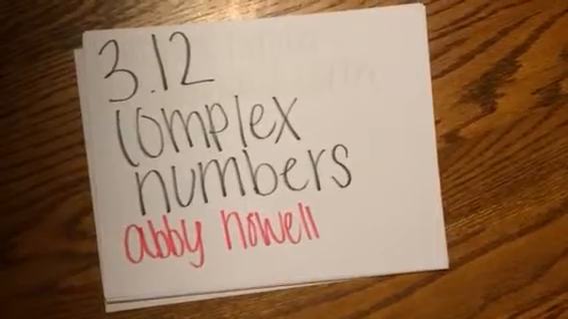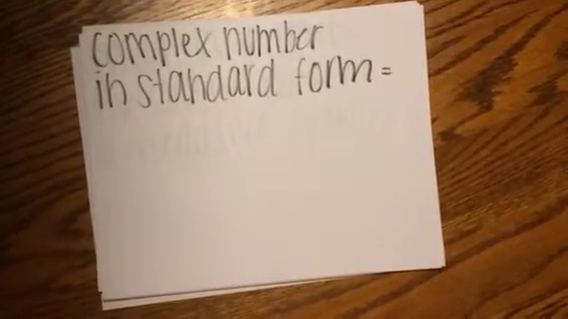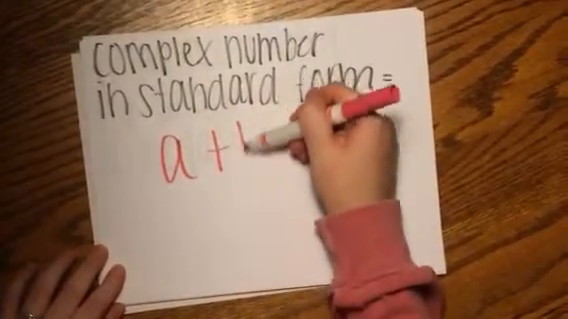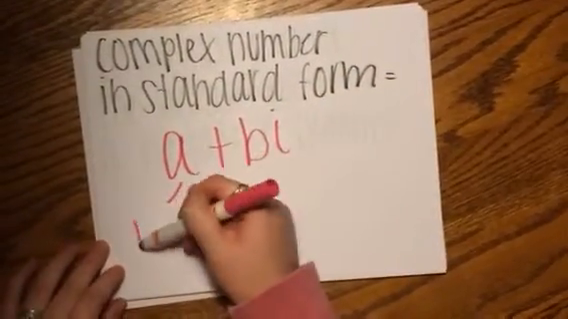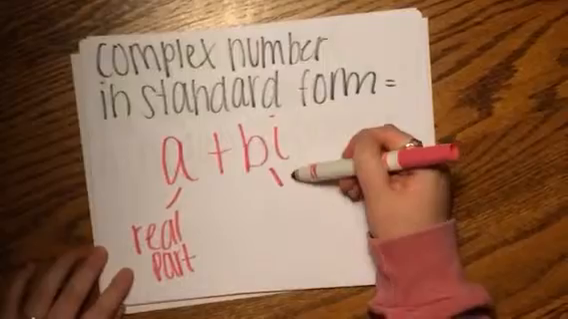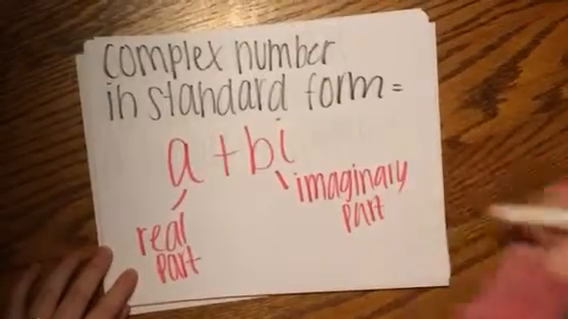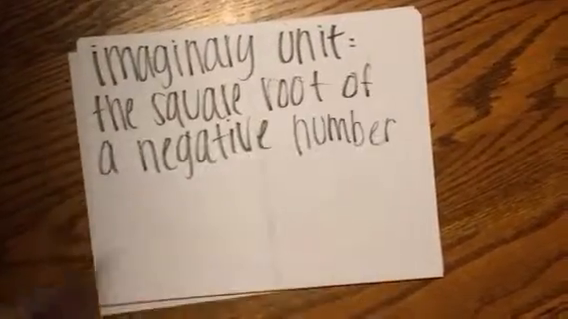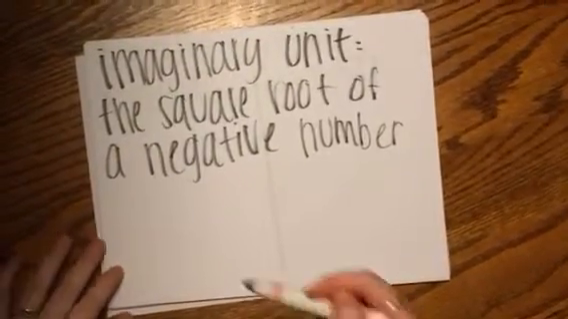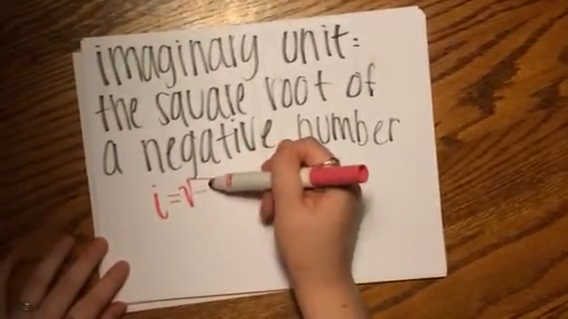Okay, so I had unit 3.12 and it was complex numbers. A complex number in standard form looks like A plus BI, the A standing for the real part of the number, and the BI is standing for the imaginary part. An imaginary unit is the square root of a negative number. So I is equal to the square root of negative 1.